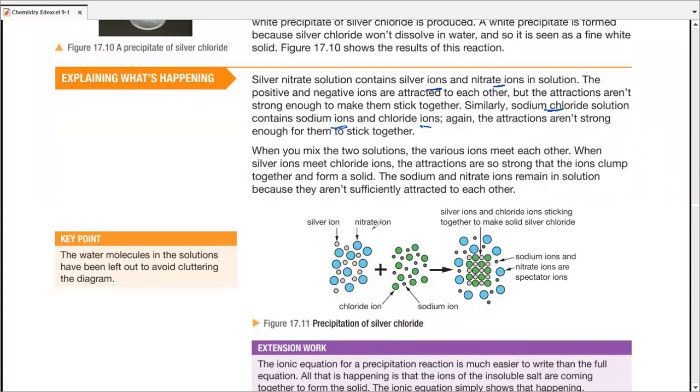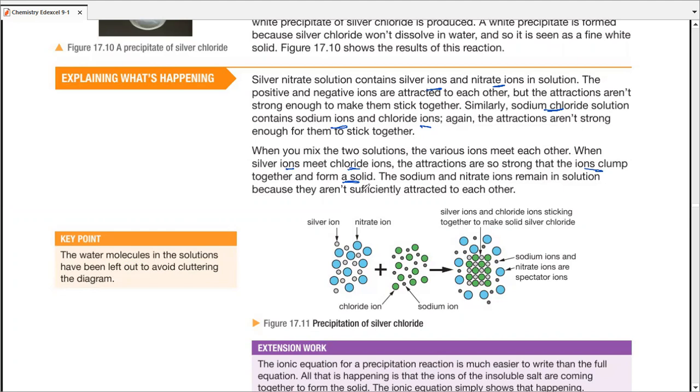But when we mix them together, the various ions meet each other. Now, silver ions meet chloride ions. The attractions are so strong that the ions clump together and form a solid. They don't really bother, while forming a solid, whether it would be soluble or not. They just try to stick together because they have strong forces of attraction.